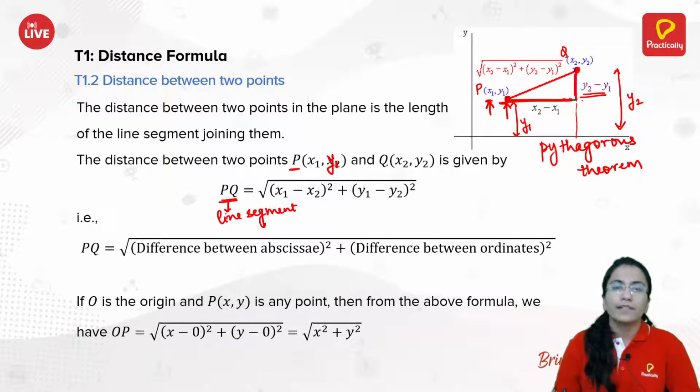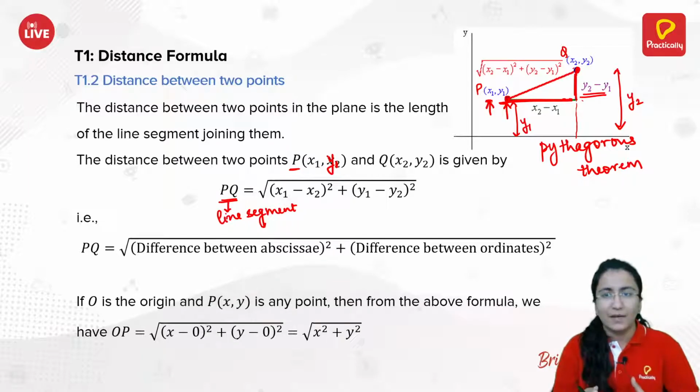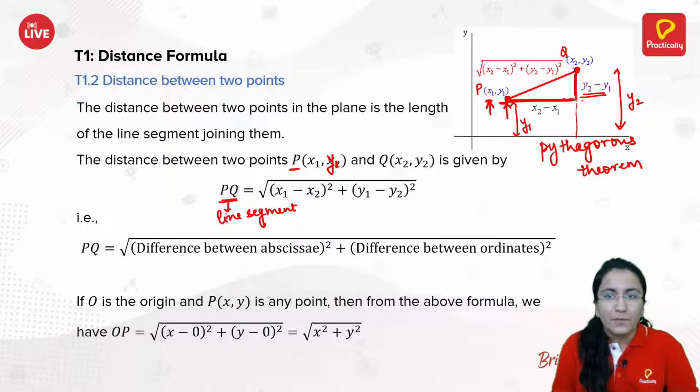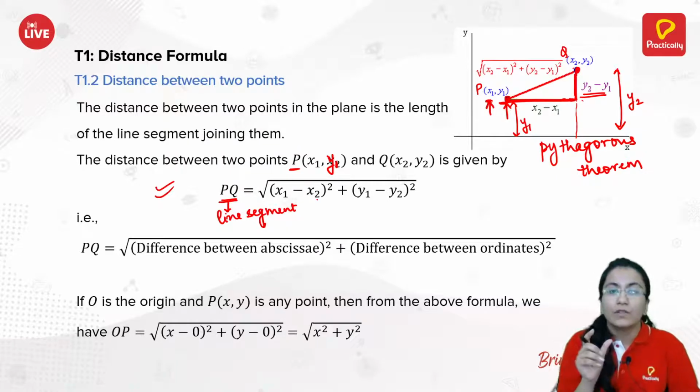In this way you will get this formula. You can directly remember this formula for your examination. In the examination you need not derive the formula, just directly remember it. It's quite easy to remember: (x1 minus x2) square plus (y1 minus y2) square, taking the under root of the complete value. And this value must be positive, because we are calculating a length, and length must be positive.